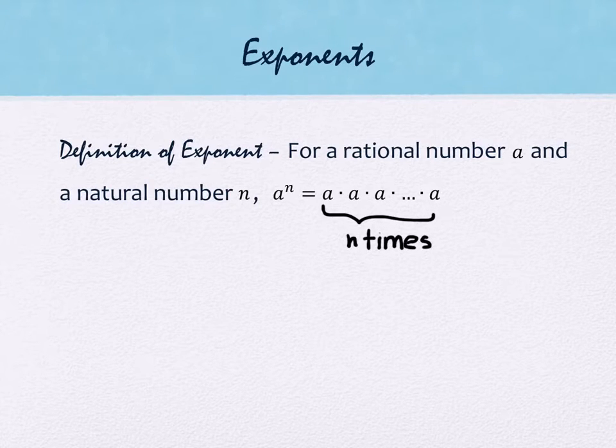So when we have written down 5 cubed, it means 5 times 5 times 5. If we have written down x cubed, it means x times x times x. Okay, it doesn't matter what it is. It means it's multiplied by itself that number of times.